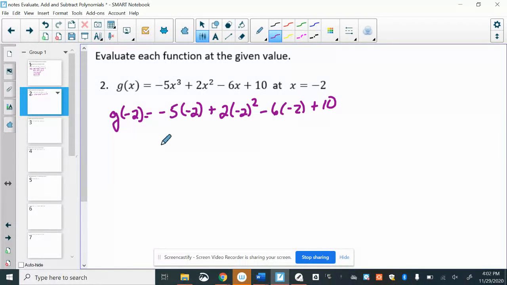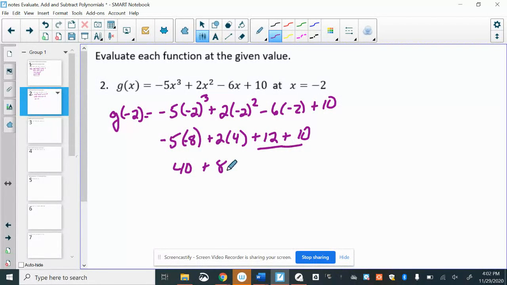Then we start the evaluation. This was cubed. So negative 2 cubed means negative 5 times negative 8. Plus 2 times positive 4, since negative 2 squared is positive 4. A negative times a negative gets us plus 12 and then plus 10. Here we're going to get 40 plus 8, and then combining these, we get 22. So we find g of negative 2 to equal 70.